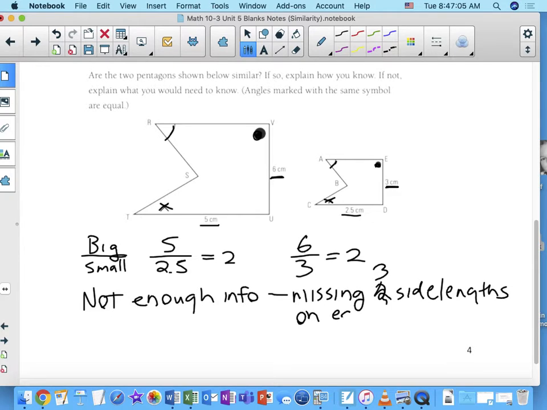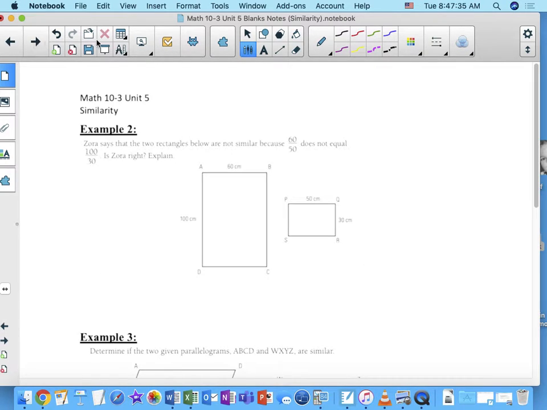on each pentagon. By the way, pentagon, I'm using that word, but pentagon is a 5-sided polygon, 5-sided shape, and we're missing 2 angles. Okay, so there's not enough information there to say that they are similar. They may be, but we cannot say for sure. Okay, let's look at the next one.